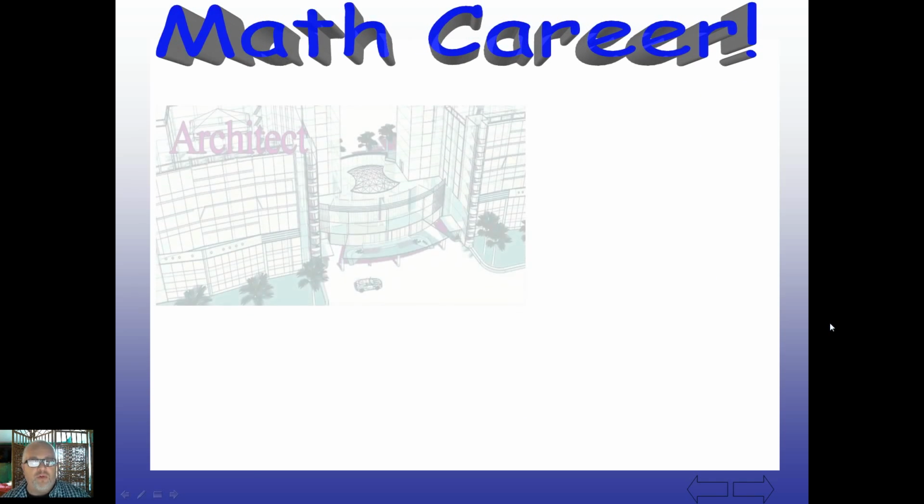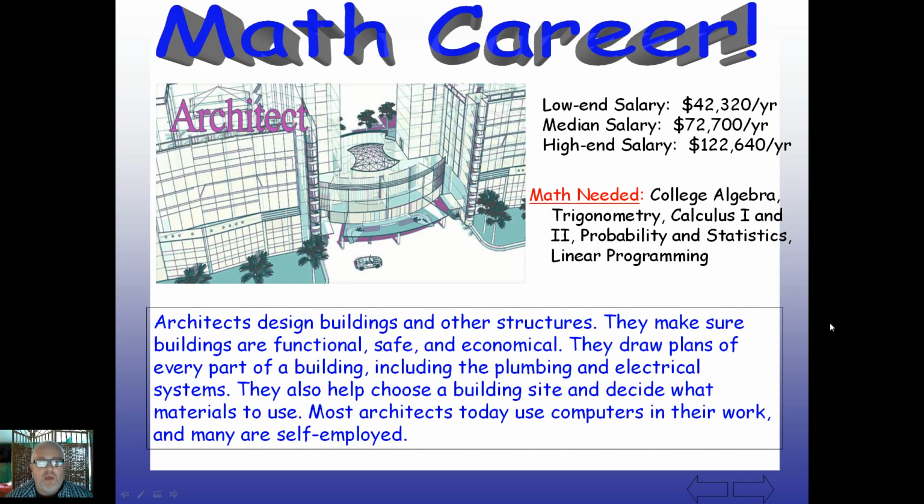Let's first start with our math career. Today is going to be, how about an architect? Architects design buildings and other structures. They make sure buildings are functional, safe, and economical. Architects draw plans of every part of the building, including the plumbing and electrical systems. And they also may help choose a building site and decide what materials to use. Architects can work for major corporations. They can also work independently and have their own company.